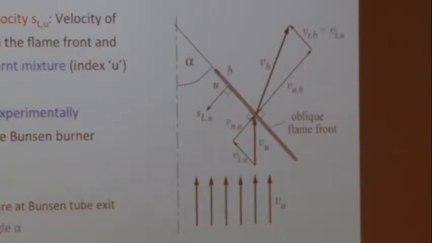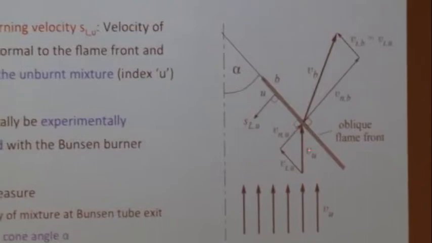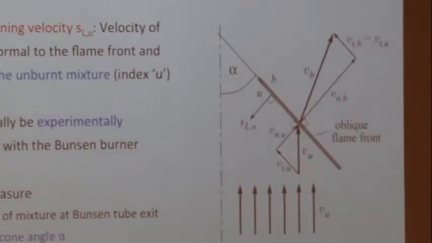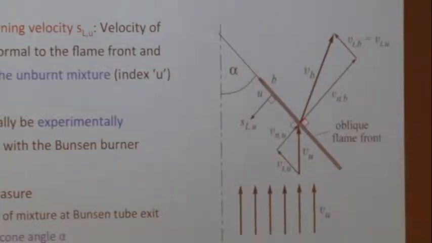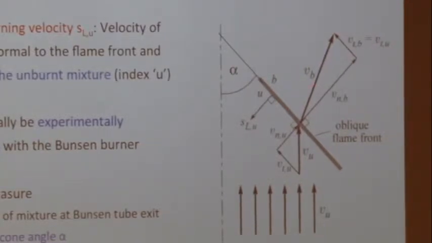Through the flame, of course, you have a density change, and the flow will be accelerated. And so the velocity in the burned gas gets a little larger than in the unburned. The tangential velocity does not change. Coming out, you get an acceleration of the normal component, but not of the tangential component, and that's why the streamlines are deflected through the flame.